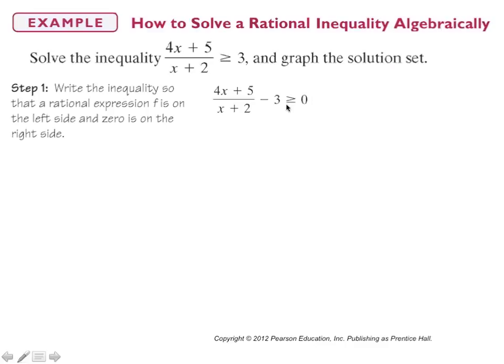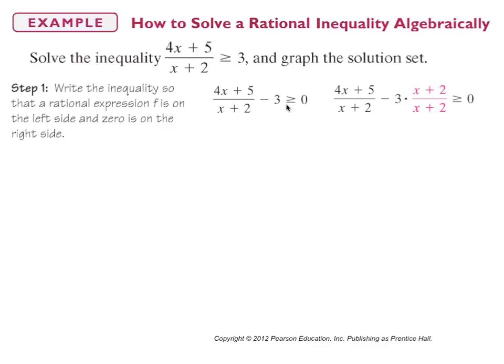Now the problem with this is that you need to just have one fraction on your left-hand side. So what we need to do is get a common denominator, which would be x plus 2. So in order to not change our function, we multiply by x plus 2 over x plus 2, which is just a form of 1.